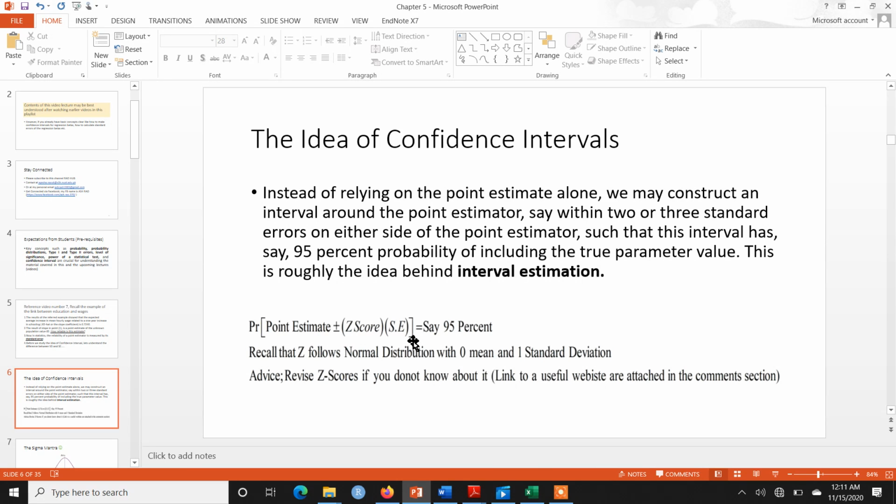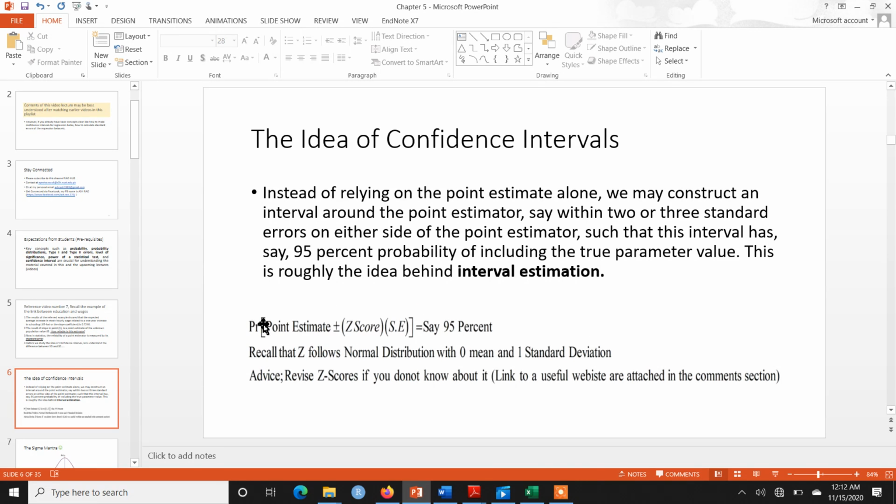I shortly discussed that the standard error is the standard deviation of the point estimate. Here we are talking about the slope, so the standard error will be the standard deviation of the slope coefficient, for which I will again recommend that you watch my video in which I have discussed how to calculate the standard error of regression betas. I will post the link to that video in the comment section.